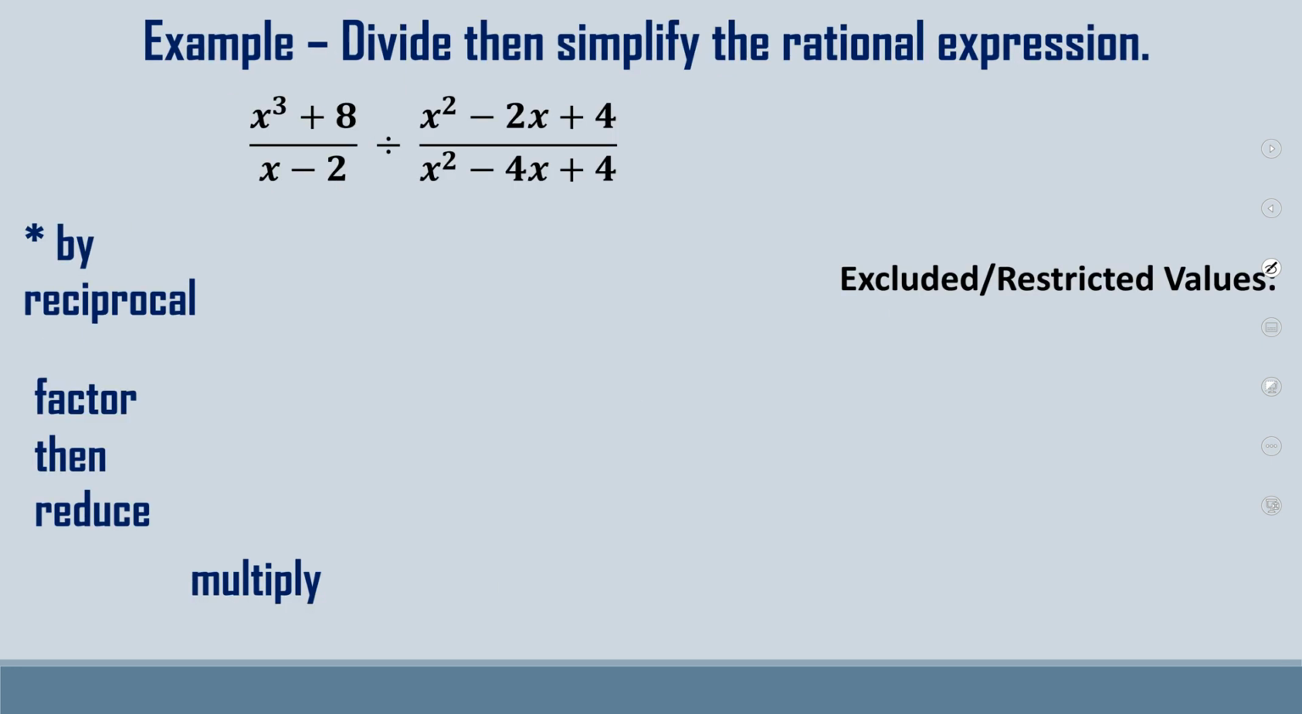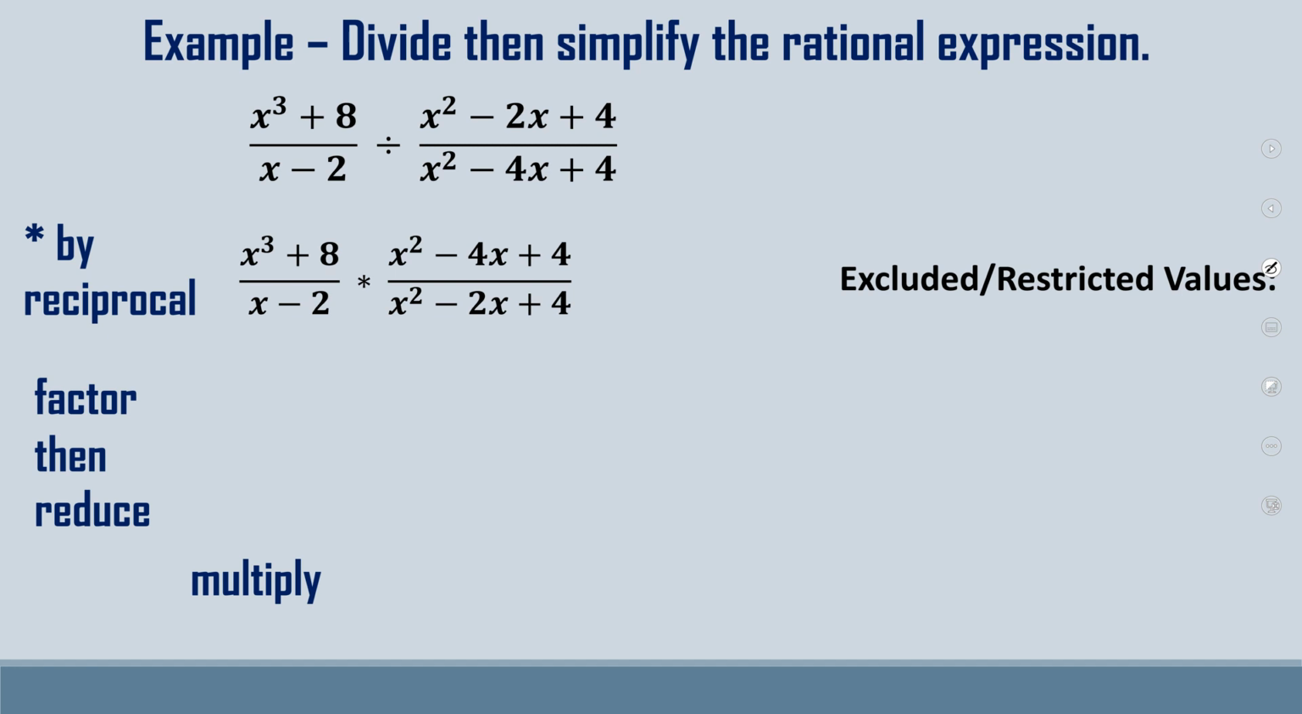Our first example is x cubed plus 8 over x minus 2 divided by x squared minus 2x plus 4 over x squared minus 4x plus 4. Okay, so I've actually kind of changed the order. I like to take care of the reciprocal part first. So let's just flip that second fraction upside down, and then we can factor everything.